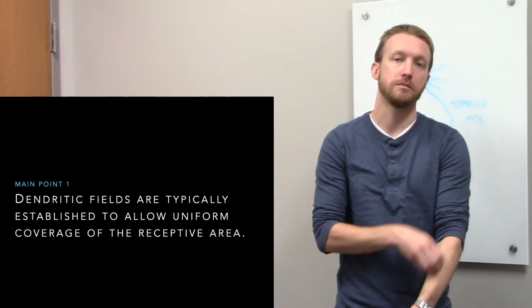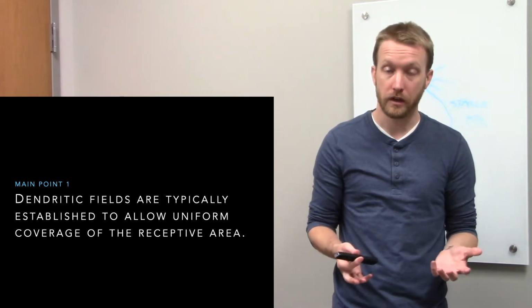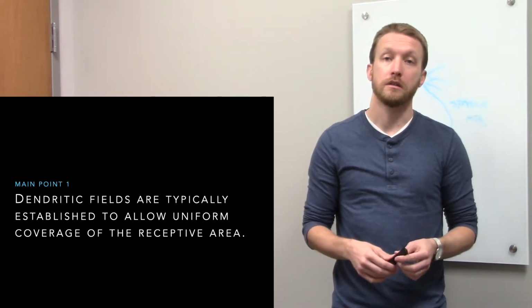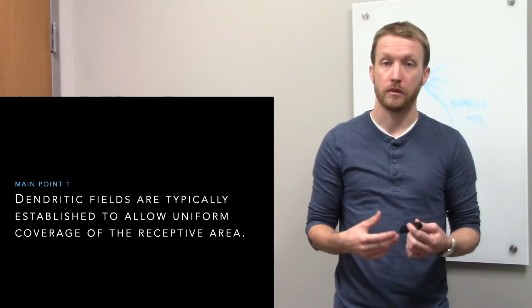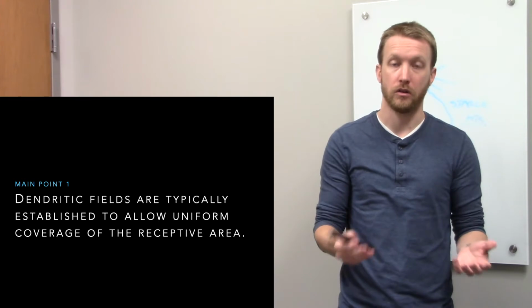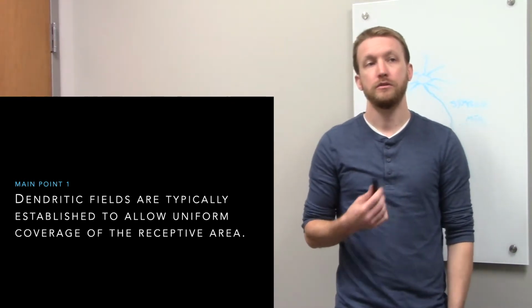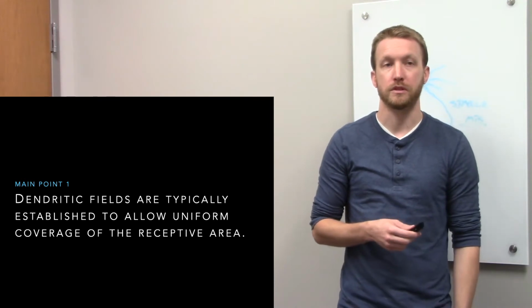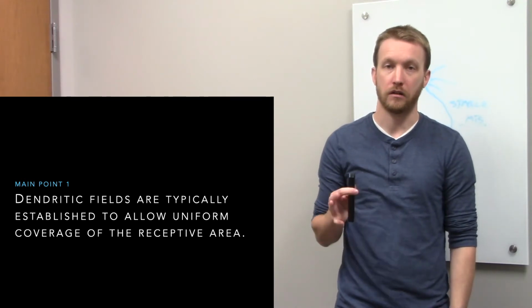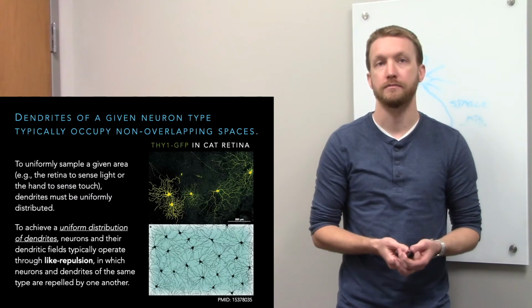A good example of this would be the retina, for example, where we need to have uniform coverage of dendrites so that we can have a uniform visual sensation, so that we can pick up light all over the retina. There's two basic principles that we're going to be doing, and that's spreading out our cell bodies and also spreading out our dendrites.